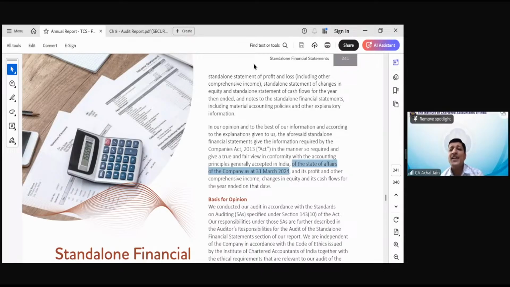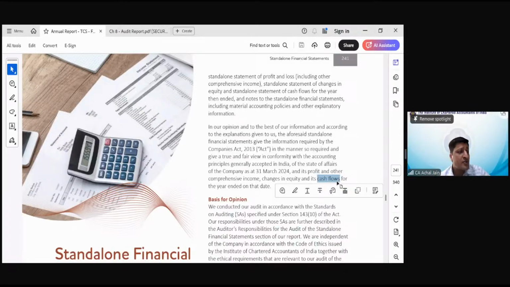Then it says it's profit. Where does it come from? Statement of profit and loss. It's cash flows. Where does it come from? Statement of cash flows. So can you now again check that while expressing his opinion, he is not only talking about a true and fair view, but he is also talking about each and every component.